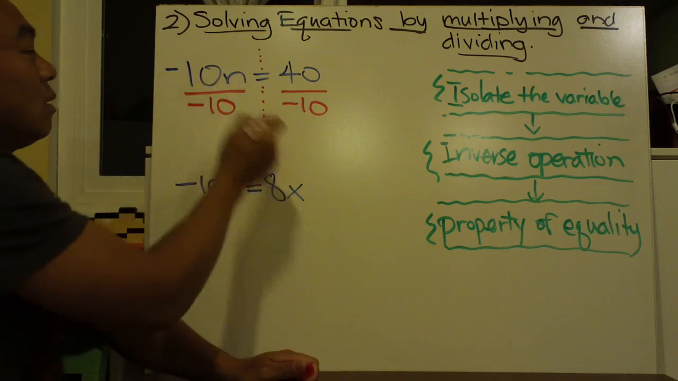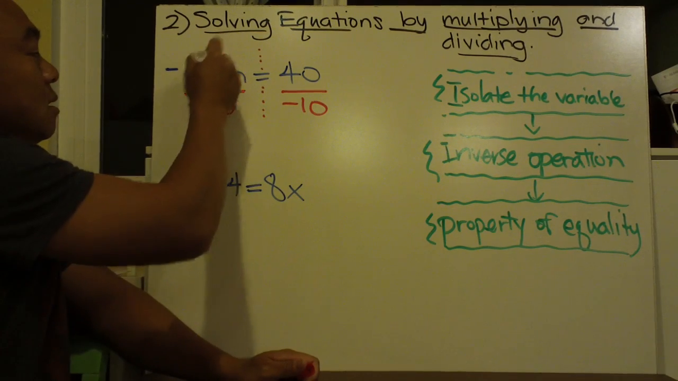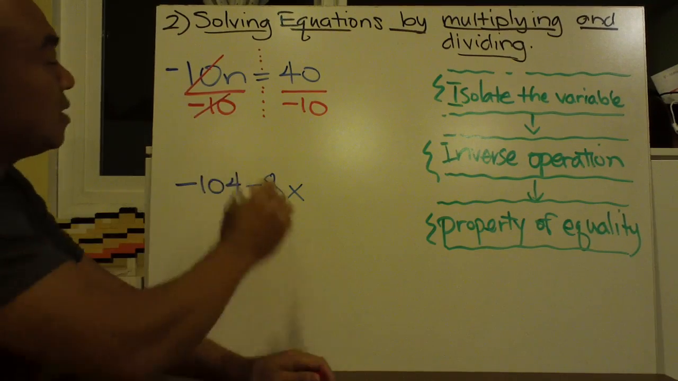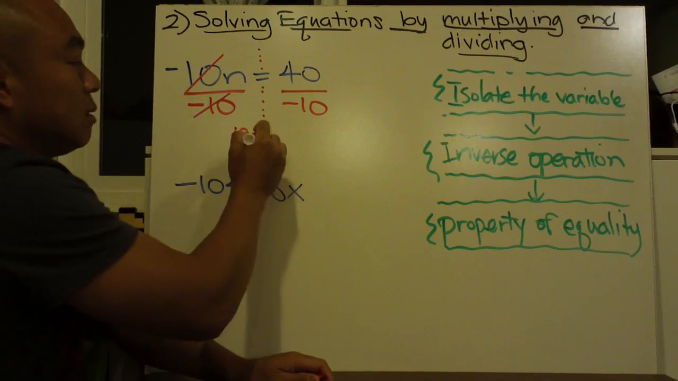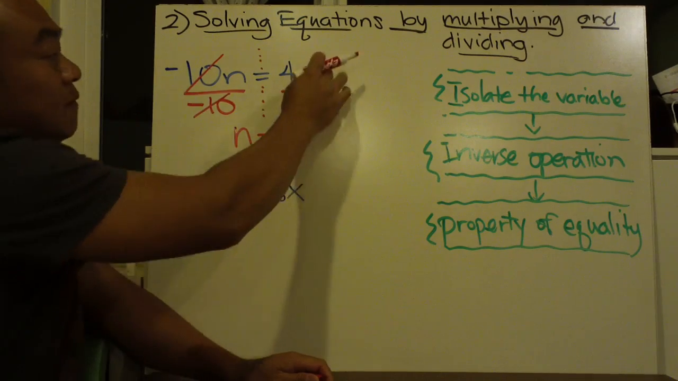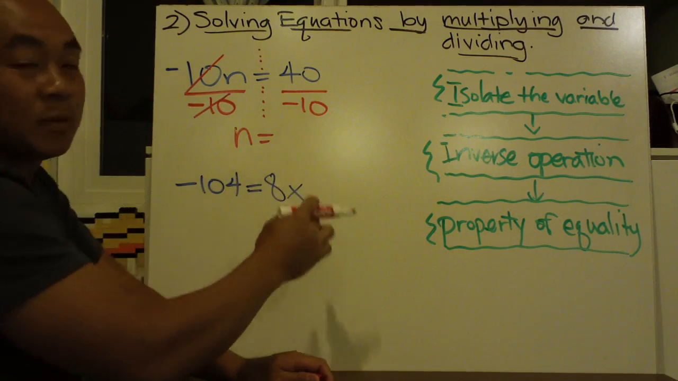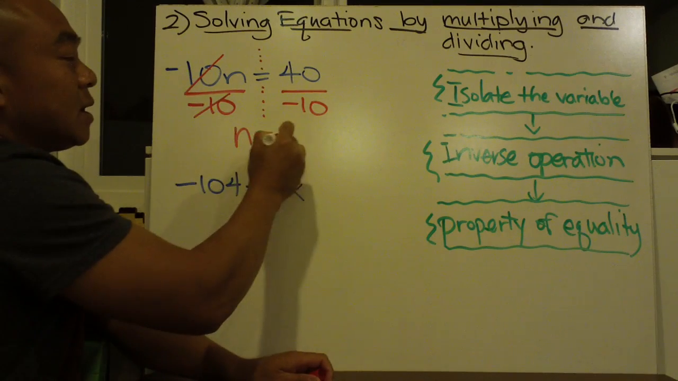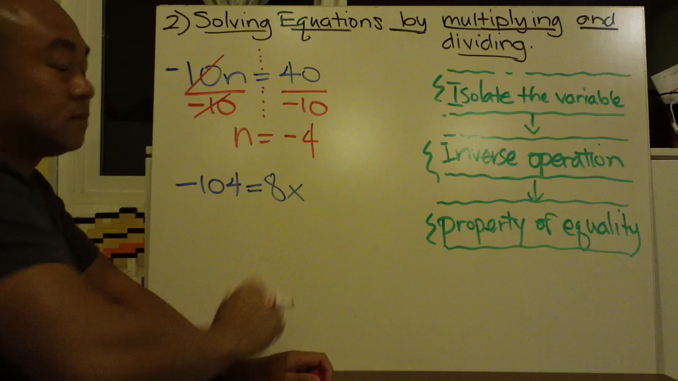So here, that negative 10 and that negative 10 becomes 1. 1 times n is still just n. That's equal to 40 divided by negative 10. And remember your integer rules. If one's a positive, one's a negative, it gives you a negative 4.